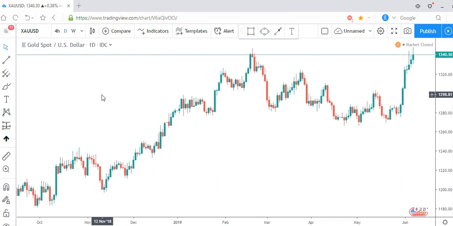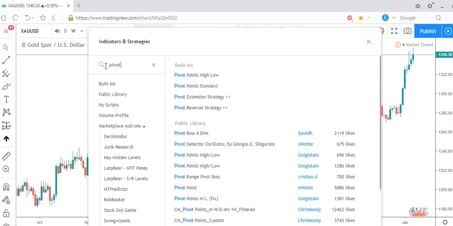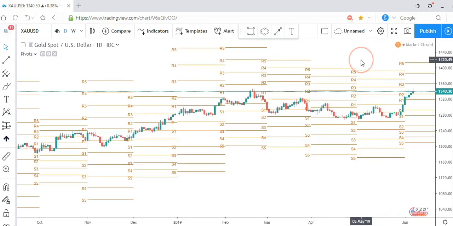So let's start. First of all, you come to where we have these indicators here, click on it. This dialog box will pop up. Click on the search icon beside there and type in pivot, and this is what we have: pivot high, low. Then from public below, these are indicators being coded by other trading users and uploaded, but use the normal pivot point standard. So you just click on it and this will appear on your screen.